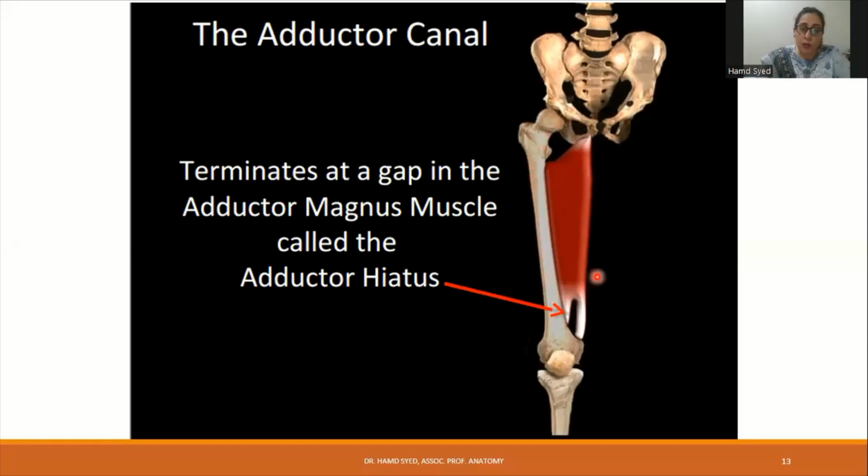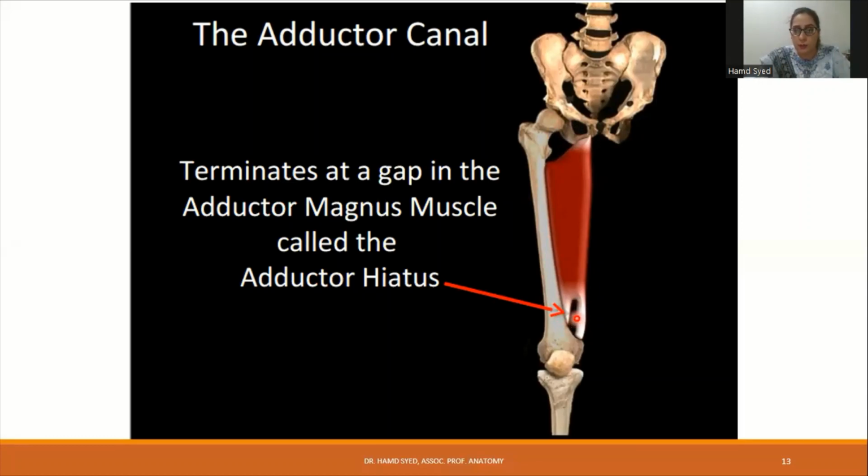So this is the adductor magnus muscle. You can see its origin from the ischium and ischial tuberosity, and its insertion is into the posterior aspect of the shaft of the femur, which is the linea aspera. And this here is the opening in the lower region of this adductor magnus muscle.